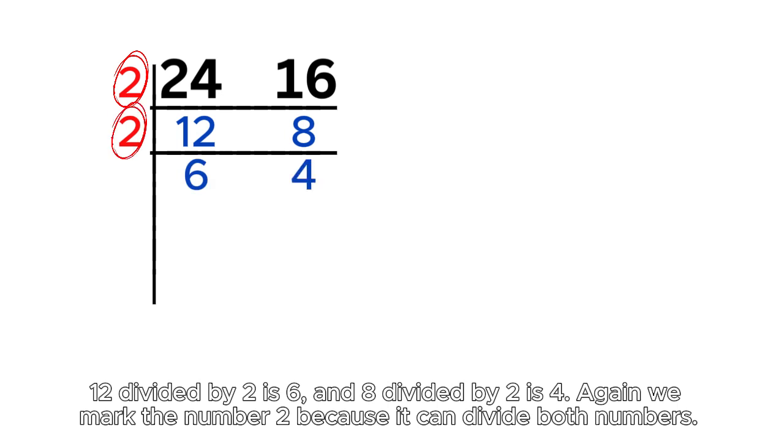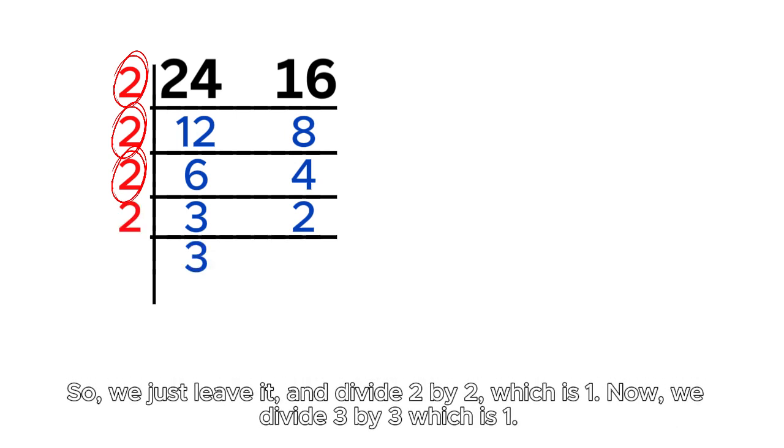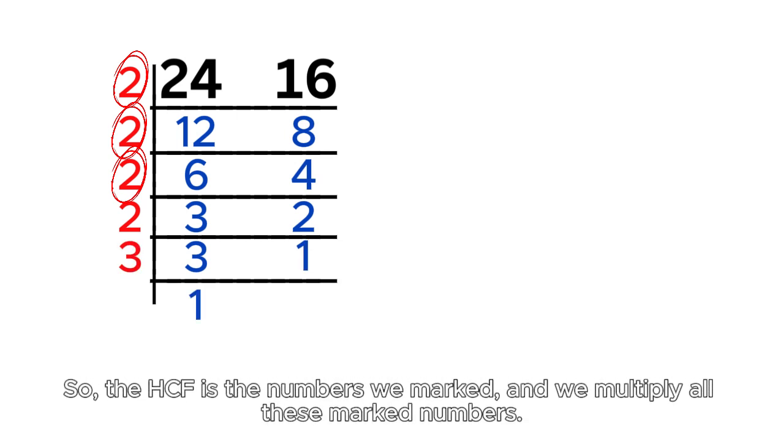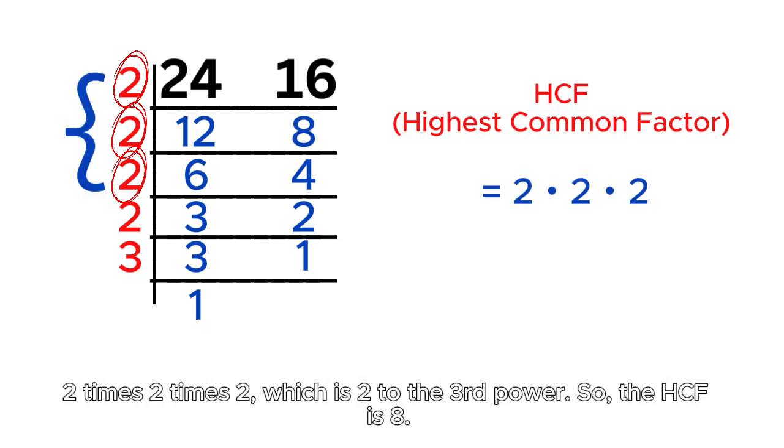Again, we mark the number 2 because it can divide both numbers. Now, 6 divided by 2 is 3, and 4 divided by 2 is 2. Mark the number 2. Here we cannot divide 3 by 2, so we just leave it and divide 2 by 2, which is 1. Now we divide 3 by 3, which is 1. So the HCF is the numbers we marked, and we multiply all these marked numbers. 2 times 2 times 2, which is 2 to the third power. So the HCF is 8.